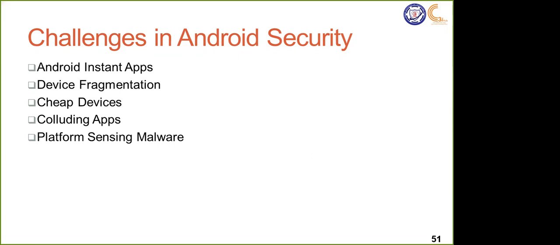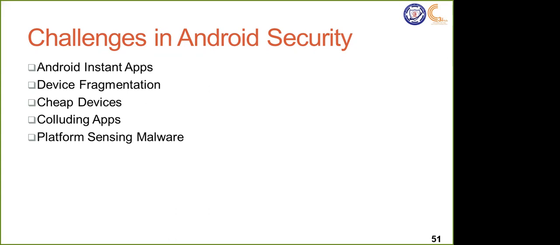Also colluding apps. You have to check whether multiple applications can perform malicious tasks together. Less work has been focused on colluding apps. These are real challenges, because you do not have any mechanism to identify which apps are communicating with each other to perform malicious activity.